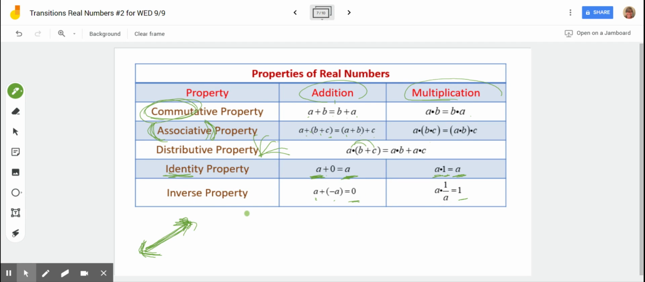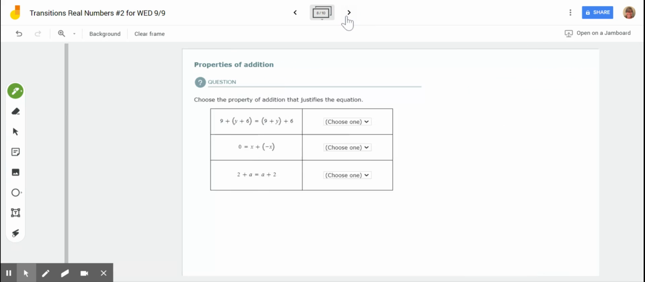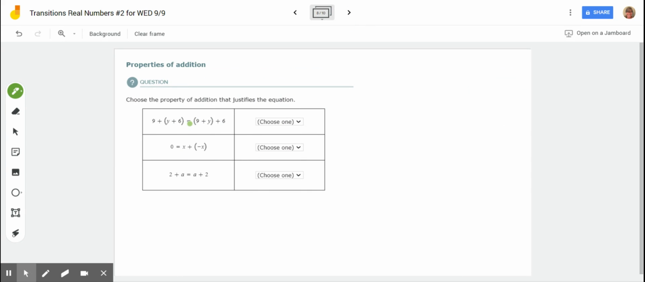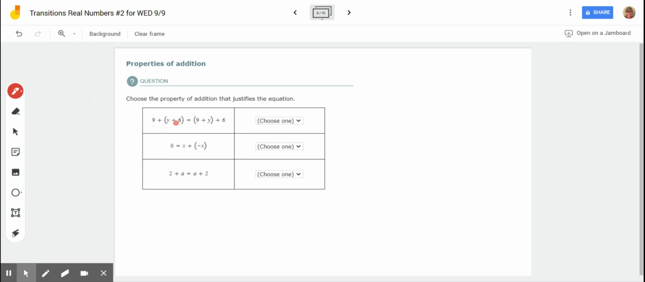All right, so now you're going to be asked questions. Let's take a look. Which property? Okay, check the order. Here goes. 9y6, 9y6. What did they do? Oh, look, they only changed the parentheses. Therefore, this is the associative property of what? Is it of addition or multiplication? See the little addition signs? It's of addition. I know it actually says that here, but whatever, you guys.